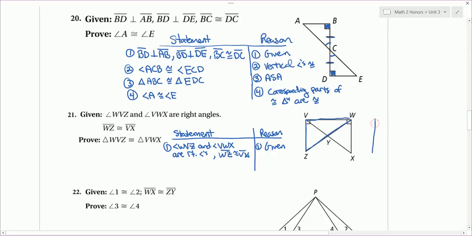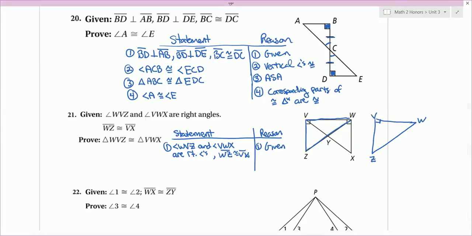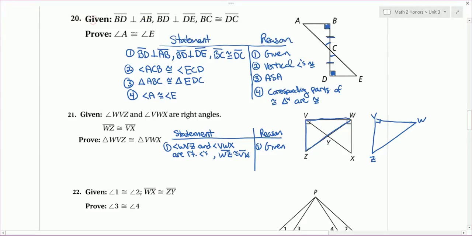So the one I outlined in blue, I'm going to move over here, ZVW, right angle, and then the second one, tracing in green here, XWV. And overlapping triangles either always share a side or an angle. In this case, they're sharing a side, VW, so I'm going to mark that on both of them.